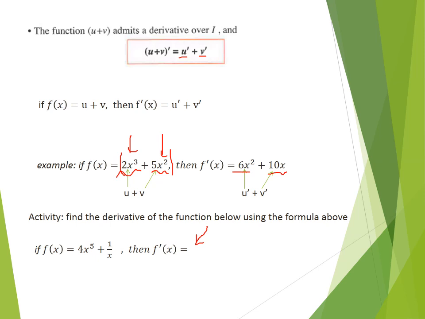So what's the derivative of 2x cubed? It's 6x squared. What's the derivative of 5x squared? It's 10x. Now I advise you to solve this one alone, and if you have any problem, of course you can ask me.